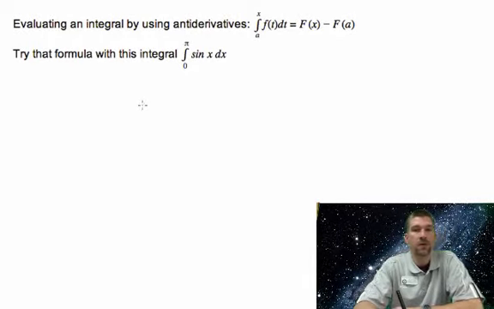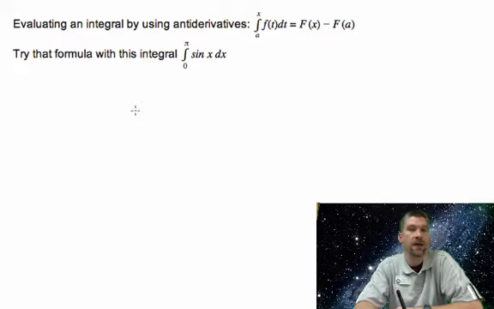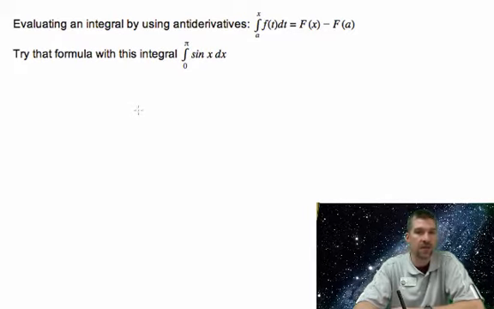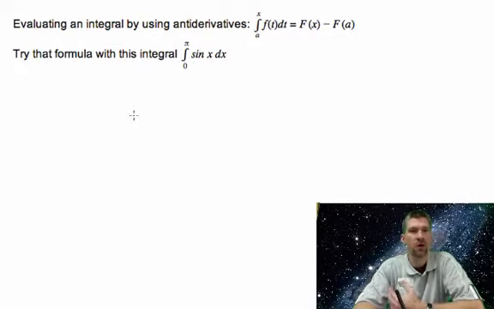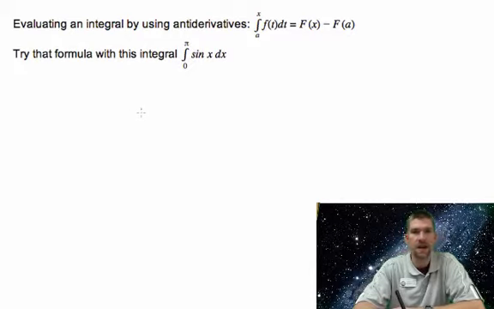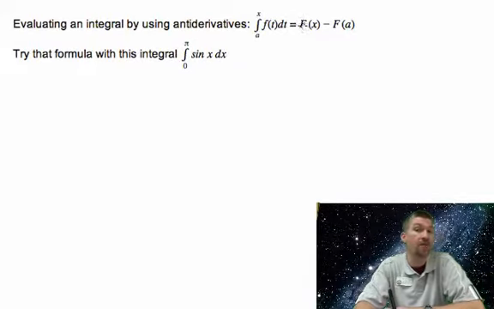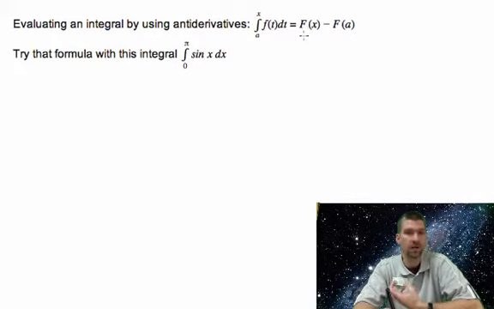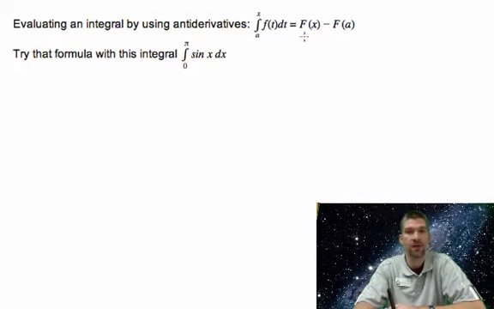Okay, on this problem, what we want to do is evaluate an integral by using the antiderivatives. This is the nuts and bolts of definite integrals and using what we've learned about derivatives to solve them out. So try using this formula right here. The integral from a to x of f of t dt is equal to F of x minus F of a. In other words, that antiderivative function evaluated at x minus the antiderivative function evaluated at a.